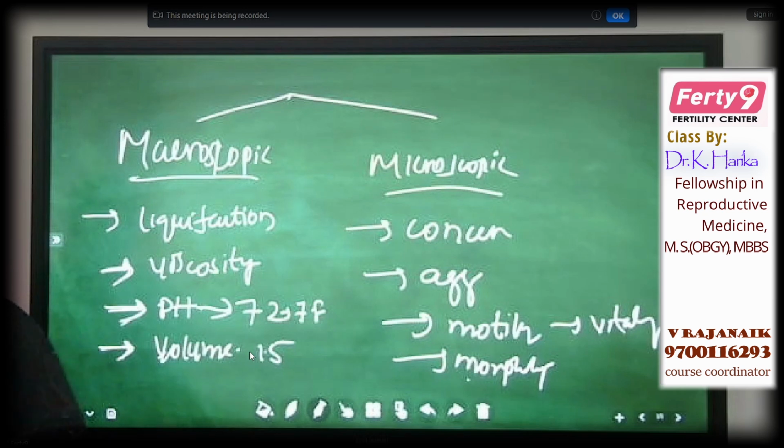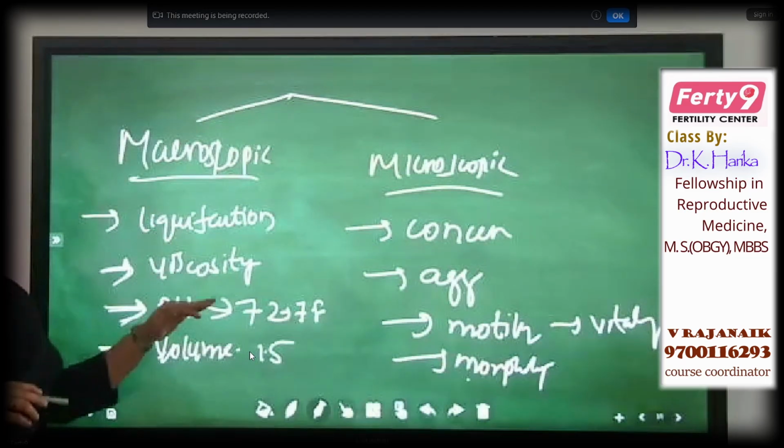Seminal vesicle secretion composition is basic. Seminal fluid is composed of both prostate secretions and seminal vesicle secretions. Seminal vesicle secretions are basic, prostate secretions are acidic. Suppose there is any pathology like prostate infection, it will contribute to more prostate secretion. So ultimately pH will become acidic. So in infections and inflammations, pH will be altered.